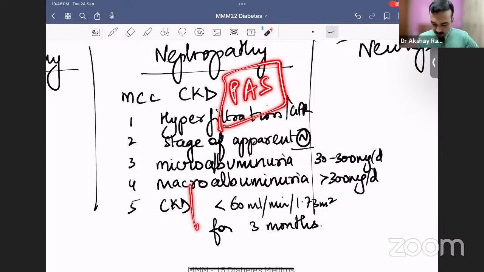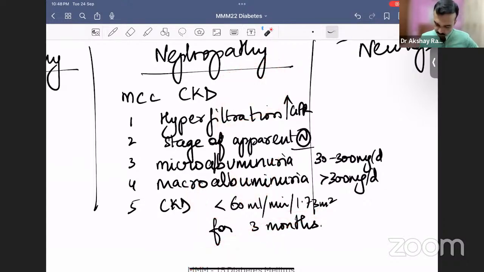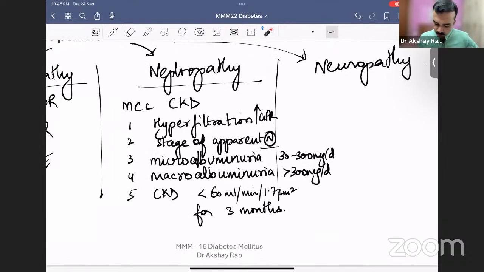They are called KW nodules. PAS positive, that's the histology part. Right, so what are we worried about? We are worried about this progression. We want to stop this progression.